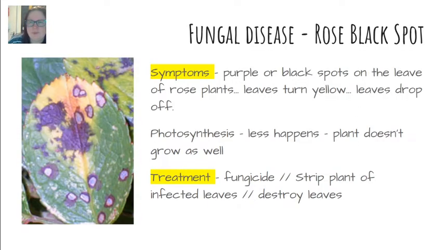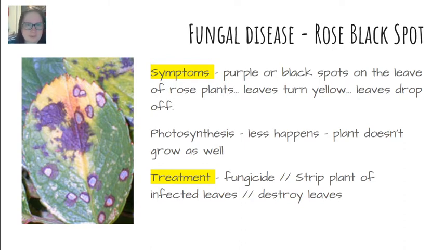So if we start with the first one, fungal diseases, rose black spot is a fungus that causes purple or black spots to develop on the leaves of a rose plant. The leaves can then turn yellow and drop off. This means that less photosynthesis can happen, so the plant doesn't grow very well. It spreads through the environment in water or by wind.